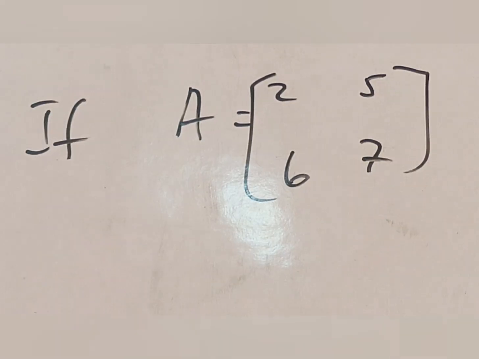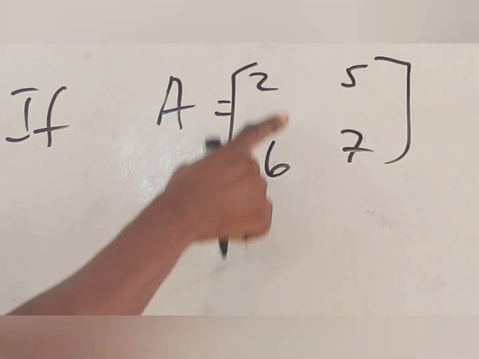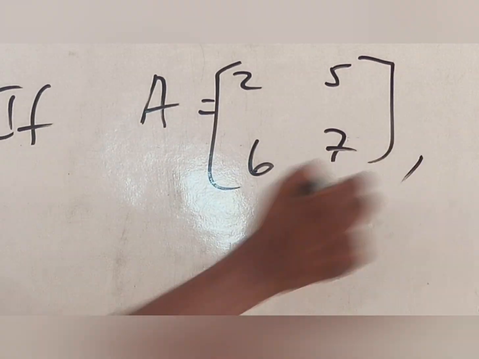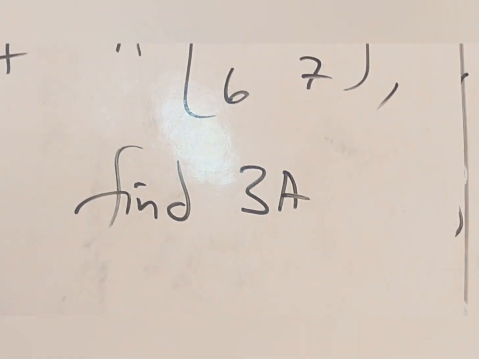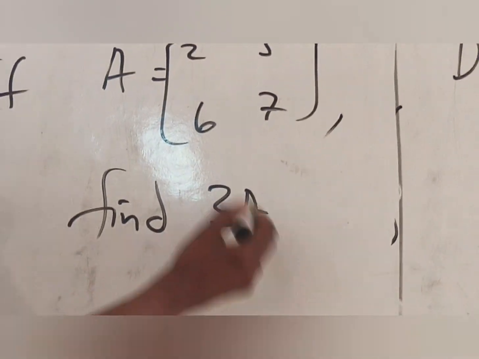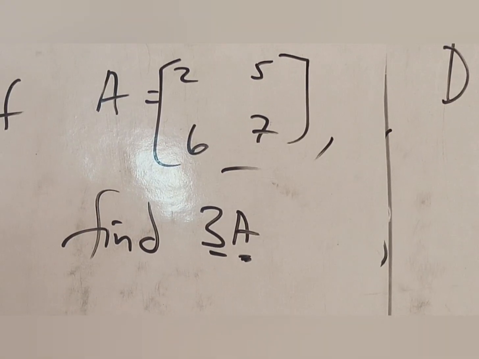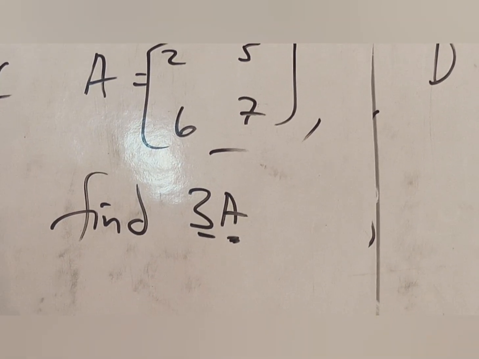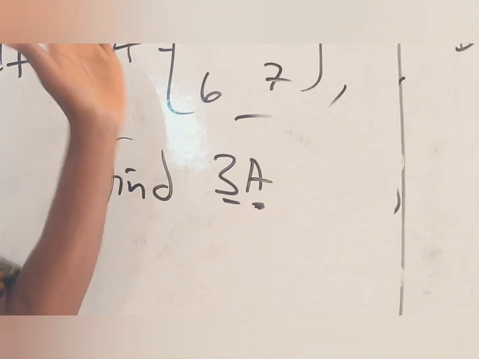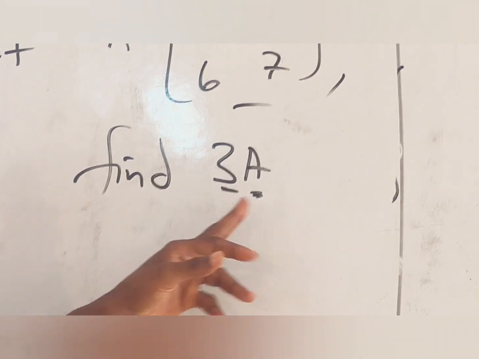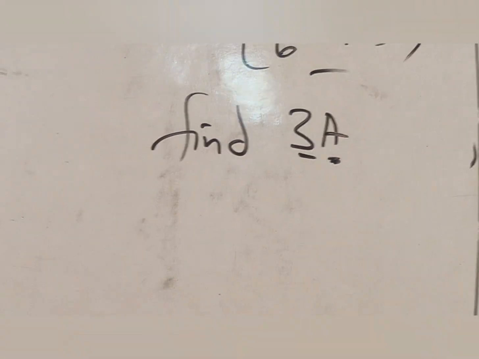I can give a question like if matrix A is equal to this, and I'll tell you, find 3A. A is the matrix. 3 is the scalar. So you see it in the question. So the scalar is always what you multiply by the given matrix. So this is our scalar, and this is the matrix. Can you see? Any other question?